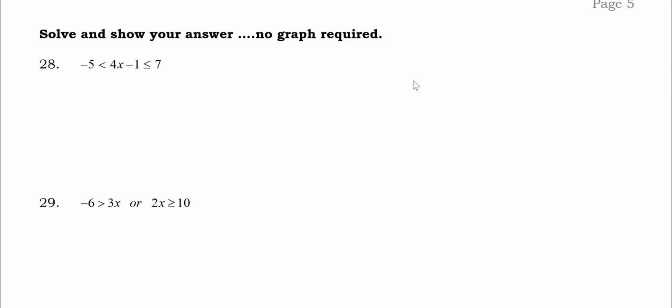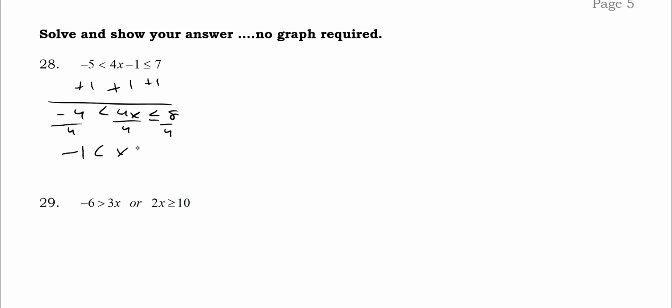It's a solve and show your answer, no graph required. Okay, no big deal. So this is a between problem, so I'm going to add 1 to all sides. So I get negative 4 less than 4x less than or equal to 8 divided by 4. So negative 1 less than x less than or equal to 2. That's it. That's your answer.